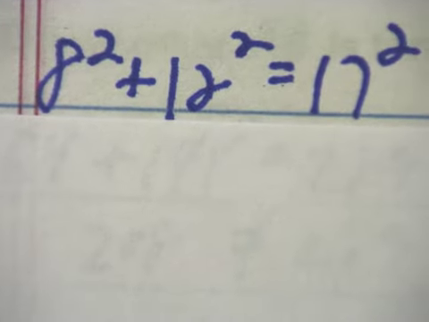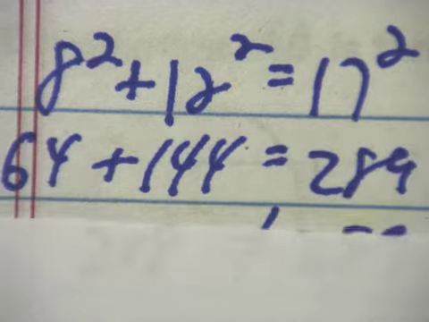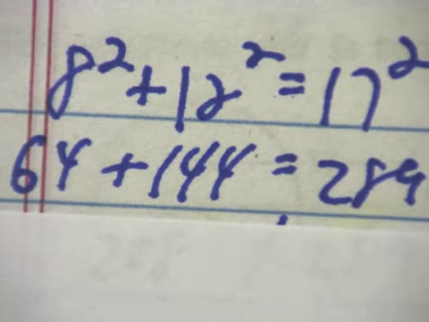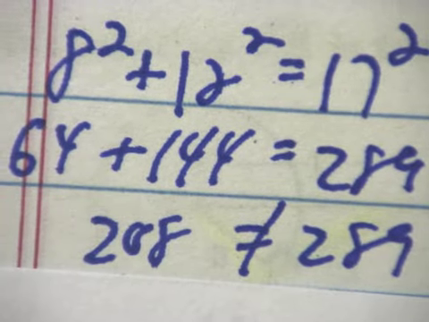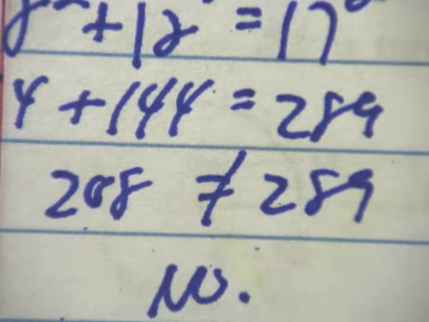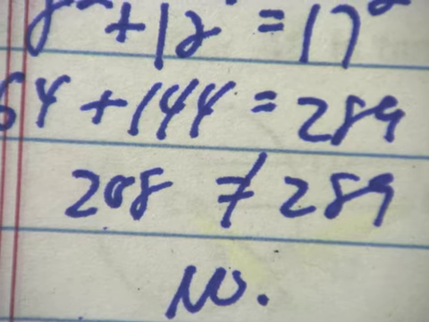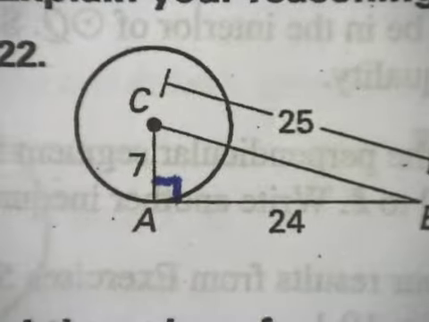If I look here, I have 8 squared plus 12 squared is equal to 17 squared. So if it works out, then I know that line is tangent to my circle. 8 squared is 64, 12 squared is 144, 17 squared is 289. When I add them together, I get 208, but 208 is not equal to 289. So the answer is no. Line AB is not tangent to the circle.